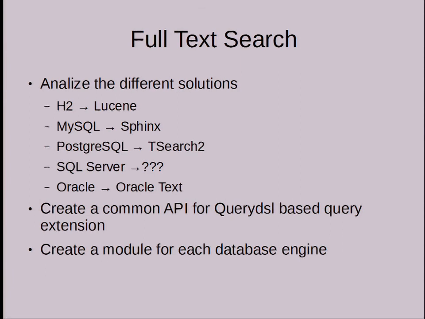Querydsl supports custom operators as well. For example, PostgreSQL uses a custom operator, @@, for full text search queries. I don't think it could be done with JPA criteria query because it cannot be extended in this way. And we create a module and components, of course, for each database engine.